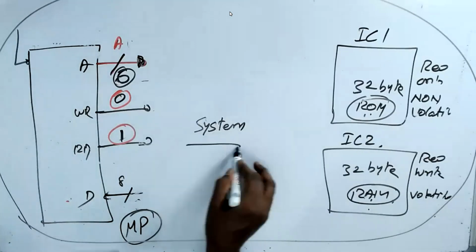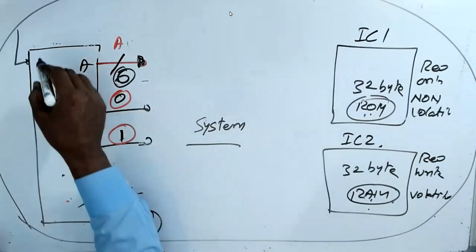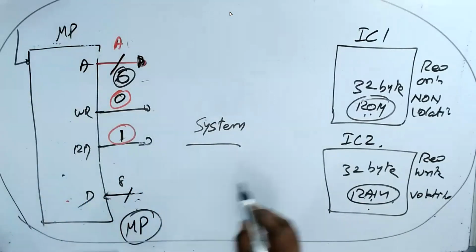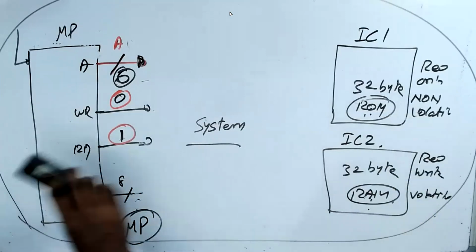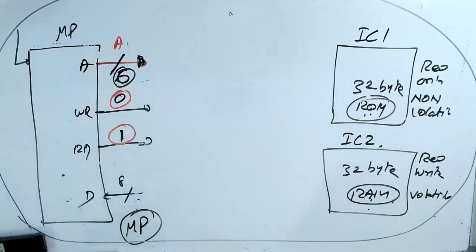I buy a microprocessor chip. I buy a ROM chip. I buy a RAM chip. How are you going to connect? Once you learn it, that's a very nice one and very important one also. Is it clear? If you have any doubt here, ask me. So these are the three components we have.